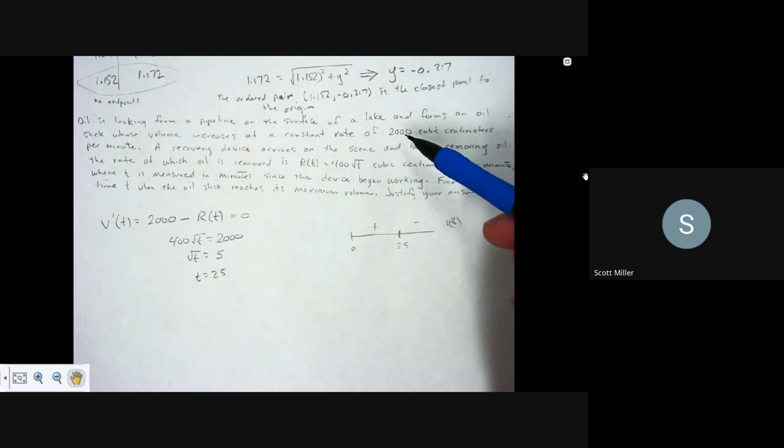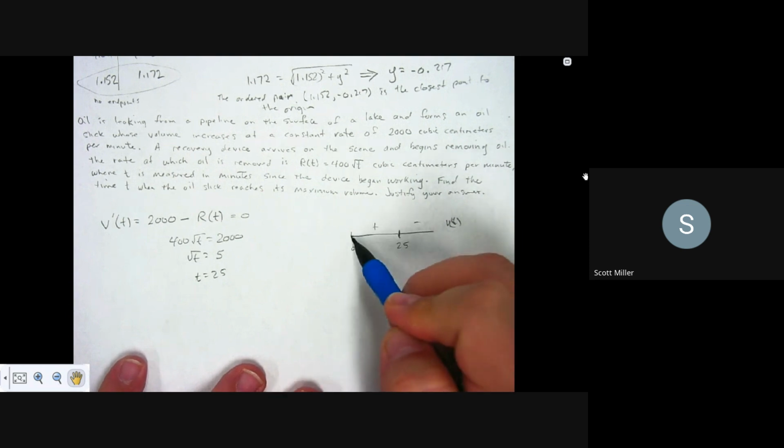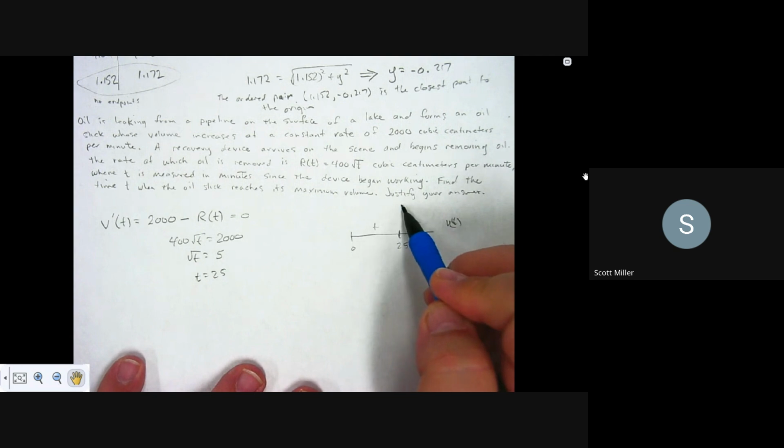So let's talk about what's going on here. Since I don't really have an equation I can use, I have to reason it out with my knowledge of what's going on. What this is basically telling me is the pipe started leaking, and it's increasing at a rate of 2,000 cubic centimeters. So at 0, I have not reached my maximum volume yet. Then it reaches up here. This is a relative max.